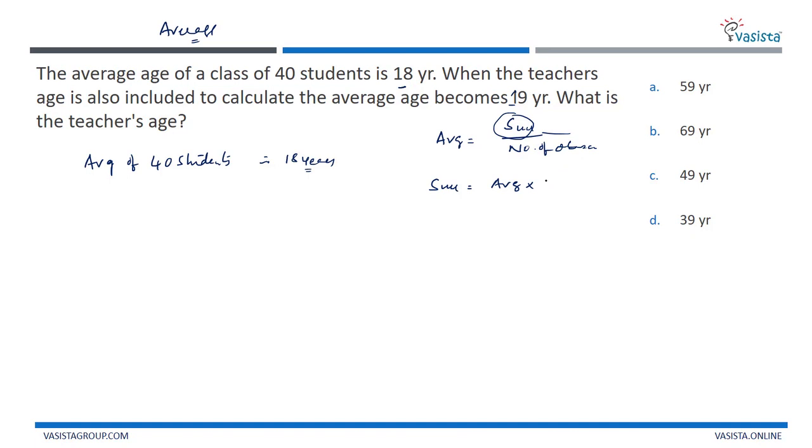Number of students is 40. Let us consider this is students. Now what happens? Average is equal to, they have given 18, into number of students is 40. Let us multiply this. 18 zeros are 0, 18 fours are 72. This is the sum of the age of students. Correct.